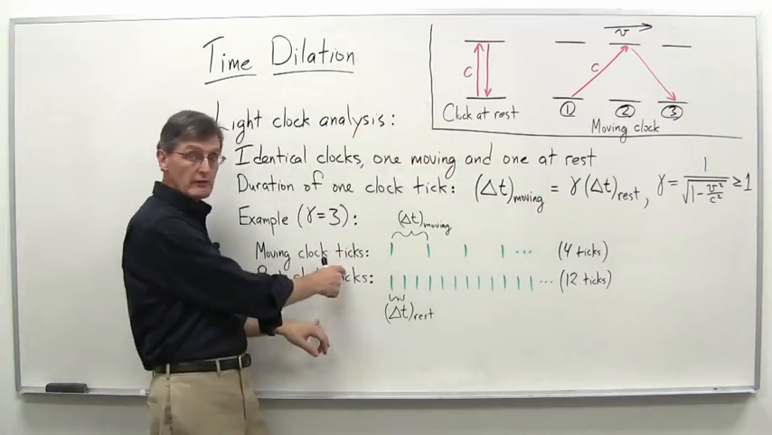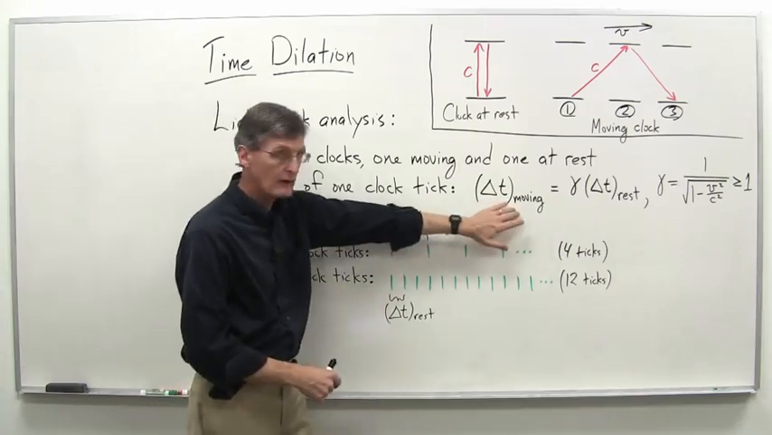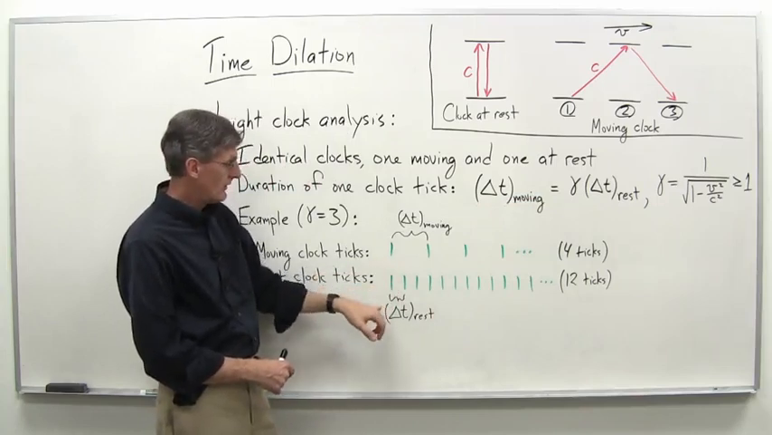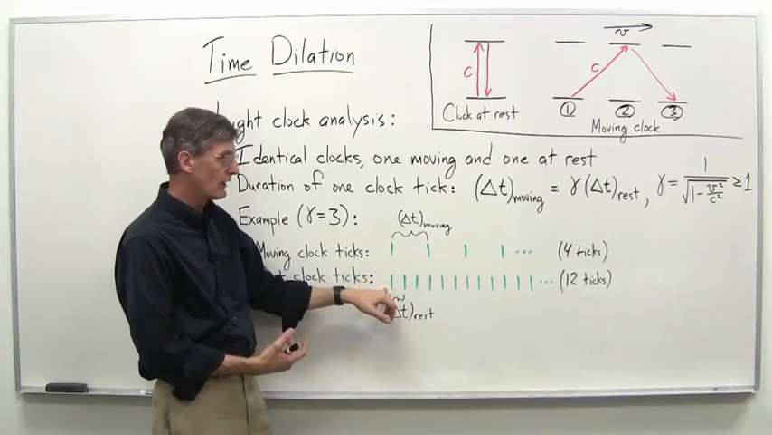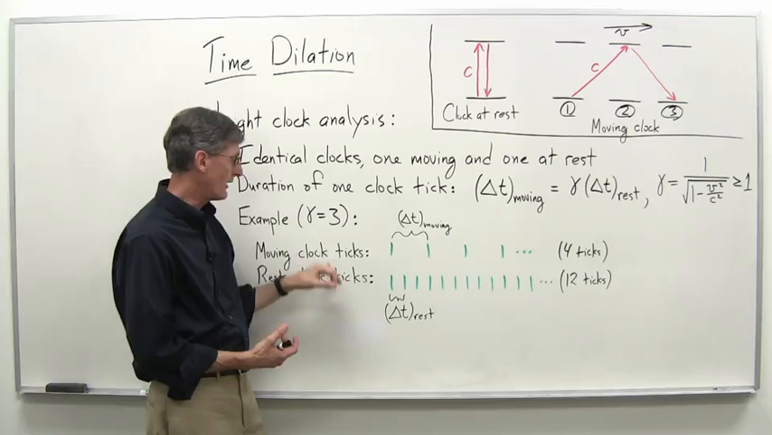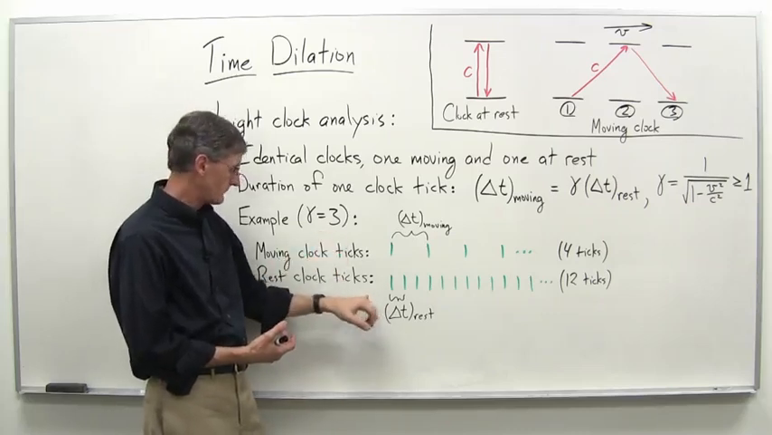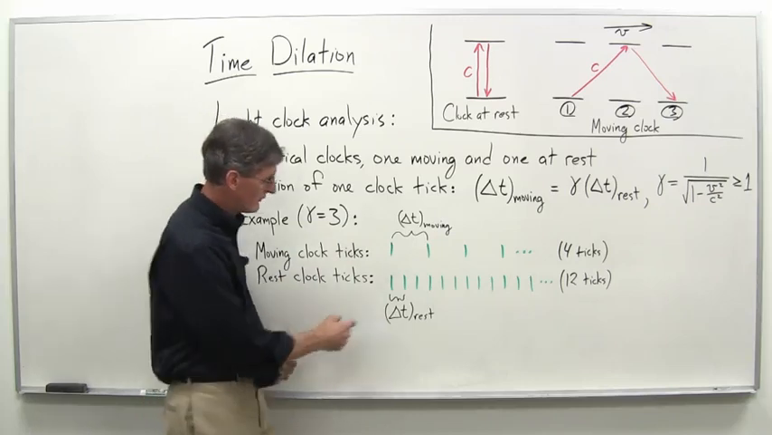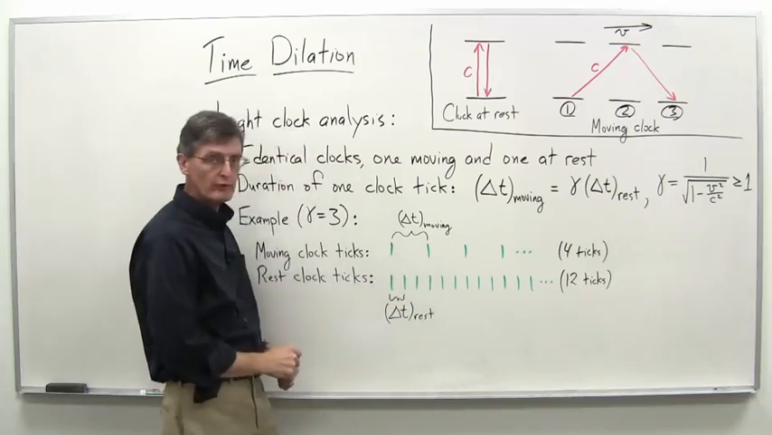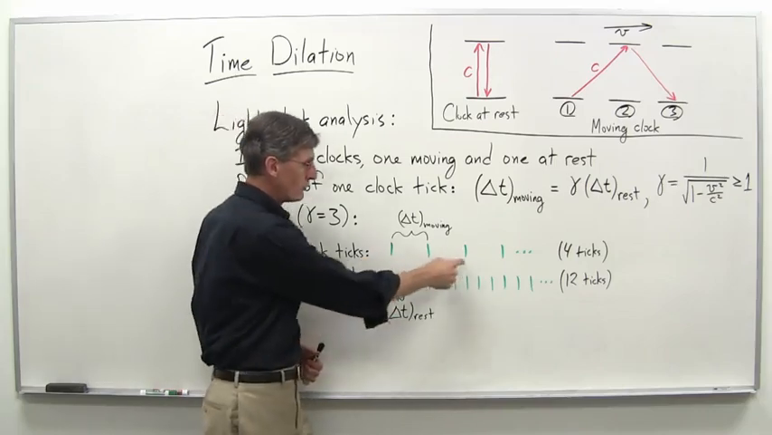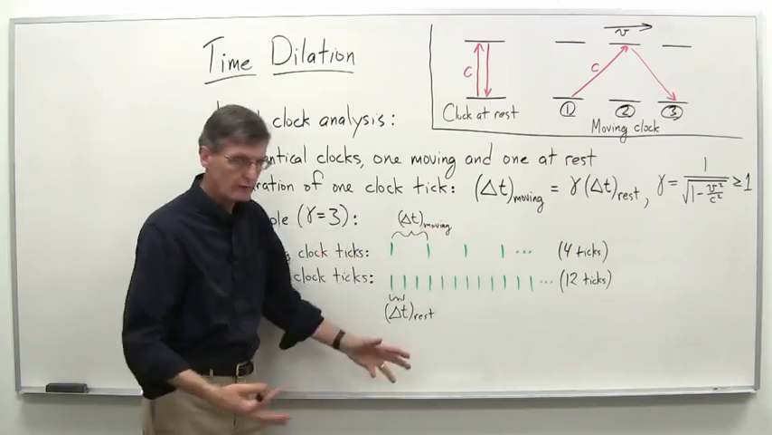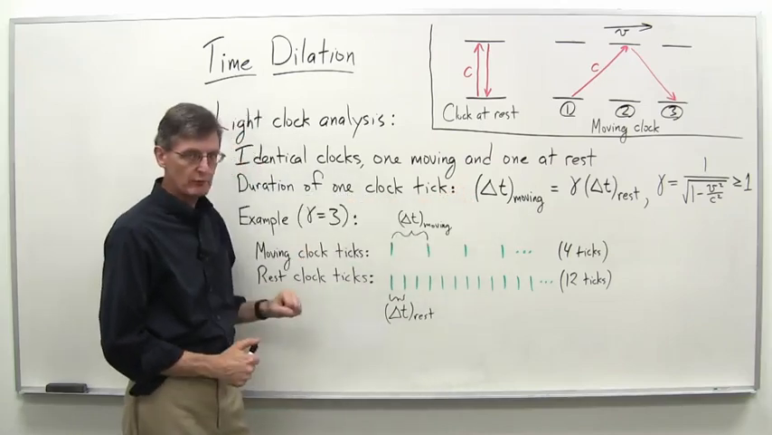And then the moving clock ticks. According to our analysis here, with gamma equals 3, we're going to get a tick every third tick for the at-rest clock, right? Because the duration of a tick for the moving clock is 3 times the duration of the tick for the rest clock, just again assuming gamma equals 3. So we can see 1, 2, 3 rest clock ticks is going to equal 1 moving clock tick. And so again, you get 1 tick of the moving clock every 3 ticks of the rest clock. And all that's saying, in pictorial form, is what this equation is saying when gamma equals 3.